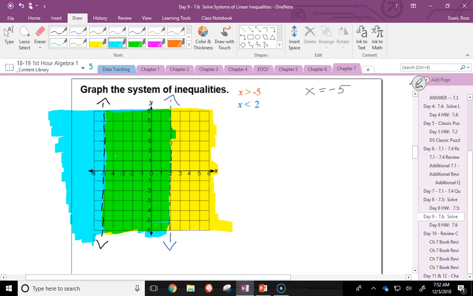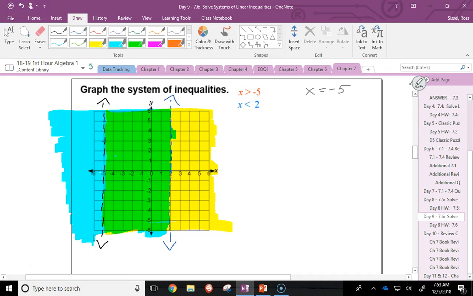Now, to identify our solution, the solution for x is greater than negative 5 is anything that was yellow from here over. Any of these coordinate points. -1, 1 would have worked for that one. Or 5, 1 would have worked for it. For x is less than 2, it's anything left of that line. So anything blue over here, or anything found inside of here, like -1, -5.